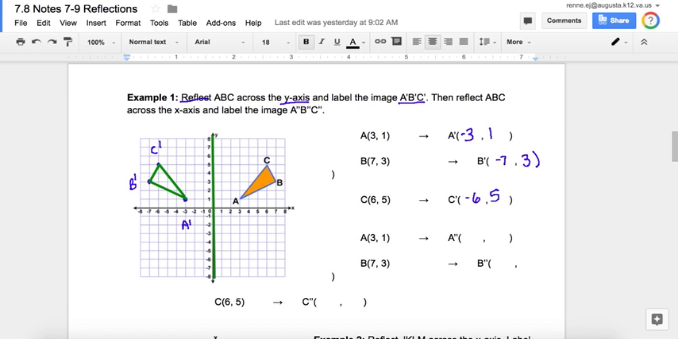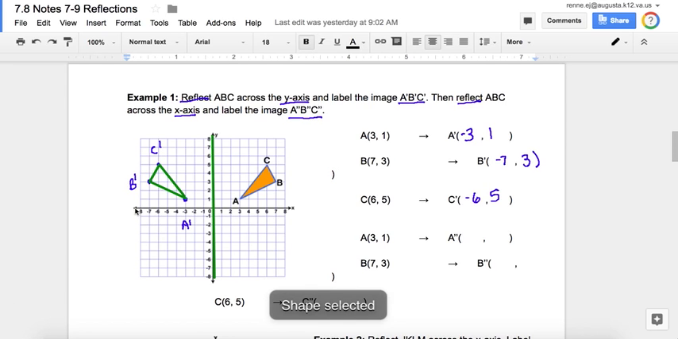Okay, now I'm going to go back up here, and now it says reflect ABC across the x-axis and label the image A double prime, B double prime, C double prime. So I'm going to pick a different color. If you used the pencil for the first one, just use a highlighter or something for the different lines so you can tell the difference. It won't matter after we get past this one because we're only going to be highlighting one line on the other ones. But this one has 2 on the same graph.